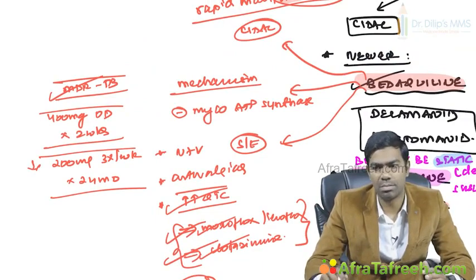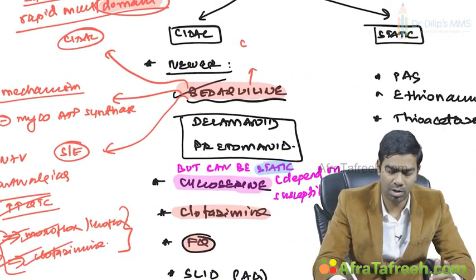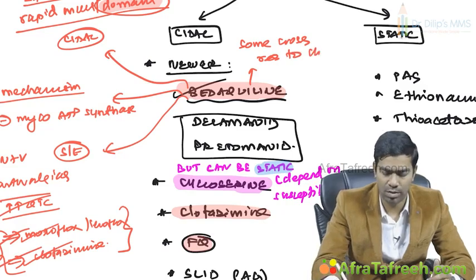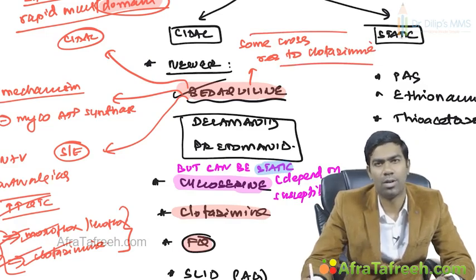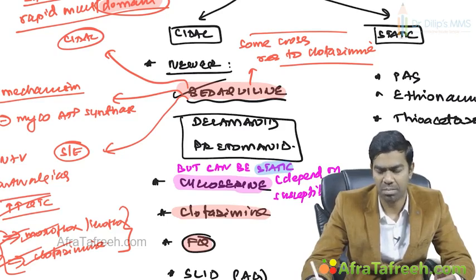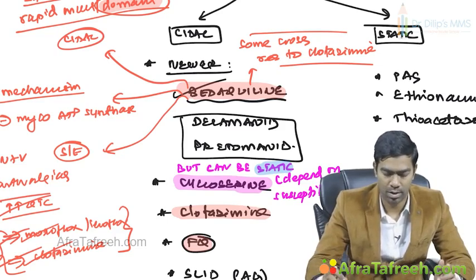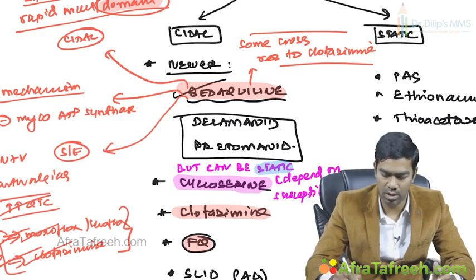Bedaquiline resistance is uncommon, but bedaquiline resistance means there is some cross resistance to other ATTs, especially clofazimine. Some other ATTs are also possible, but cross resistance to clofazimine is there once the tuberculous bacteria get bedaquiline resistance. But again, that's not currently a problem, so we're not going to discuss much about it. Then we have to discuss two other important drugs.